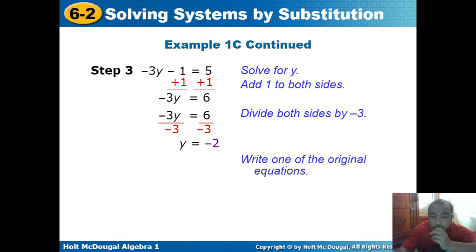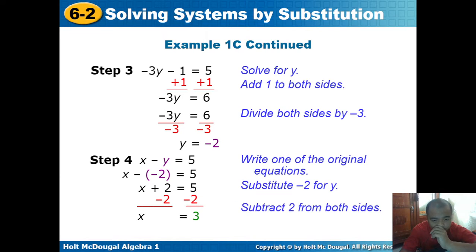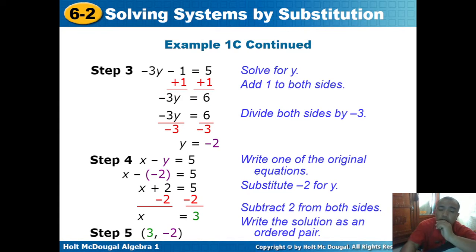And step 4. Okay, write one of the original equations. Let's choose x minus y equals 5. From here, we can be able to solve for x because there is already the value of y, which is negative 2. X plus 2 equals 5. 5 minus 2 is 3. Yon, x equals 3. Therefore, the solution is (3, negative 2). Okay. The checking is reserved for you. Okay, can you do the checking?